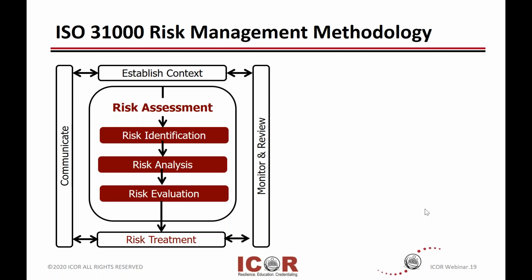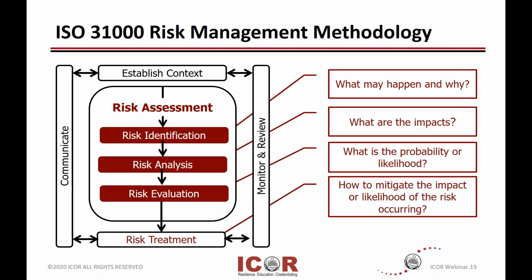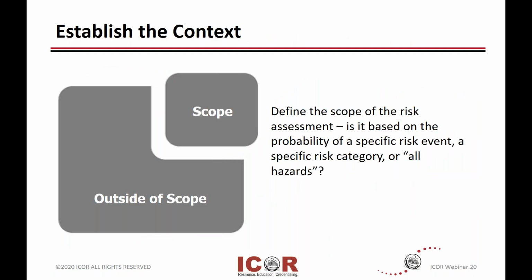So you need to establish your context. You need to do the identification, the analysis, the evaluation, and your treatments. We're going to talk a little bit more about each one of those things. When we look at the scope, what is the scope of the risk assessment? Is it going to be based on the probability of a specific risk event, a specific risk category, or completely everything that you can think of, which is the all hazards approach?